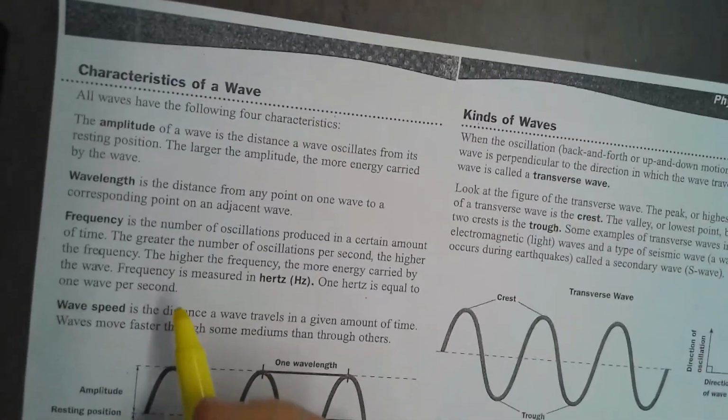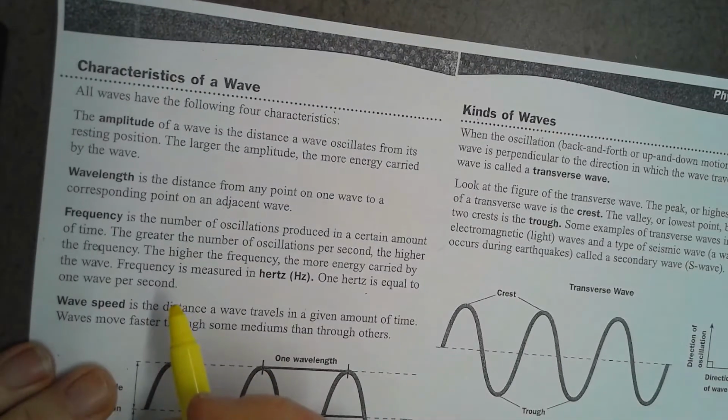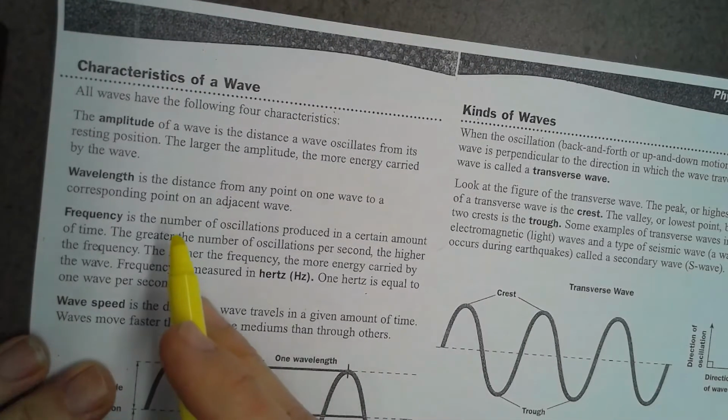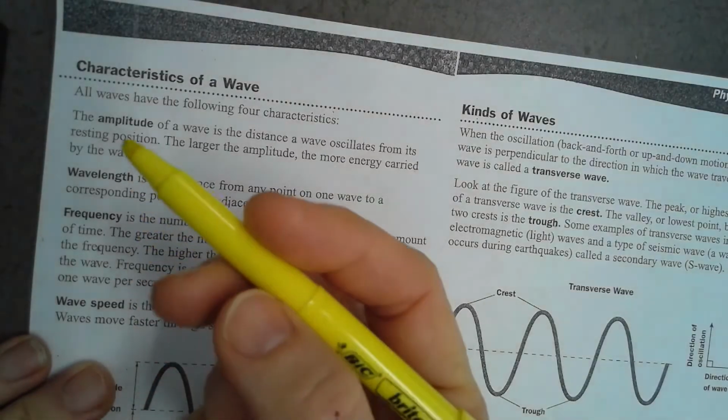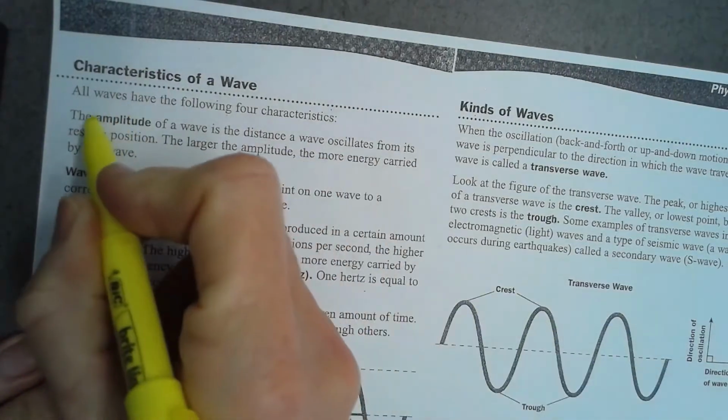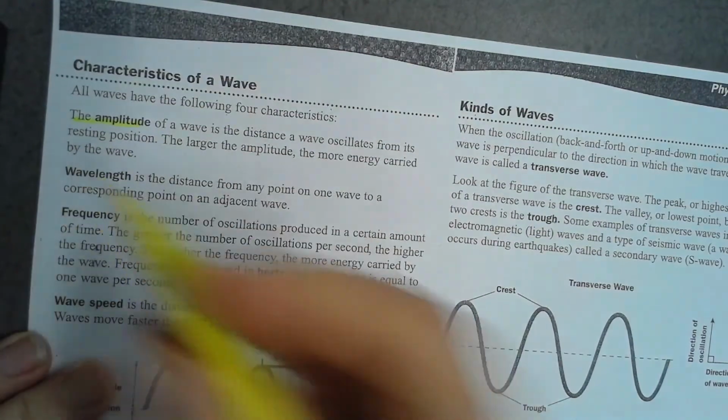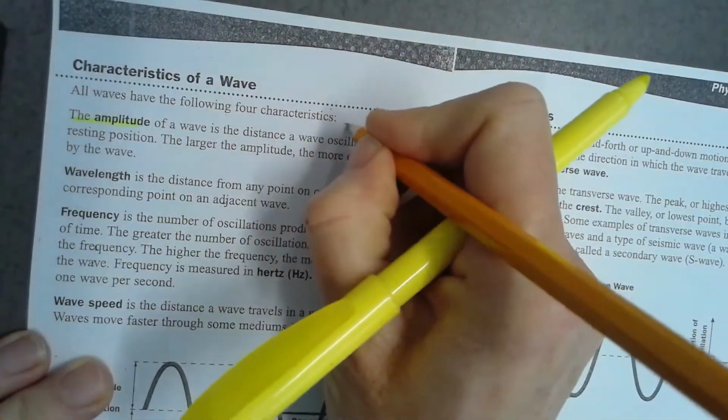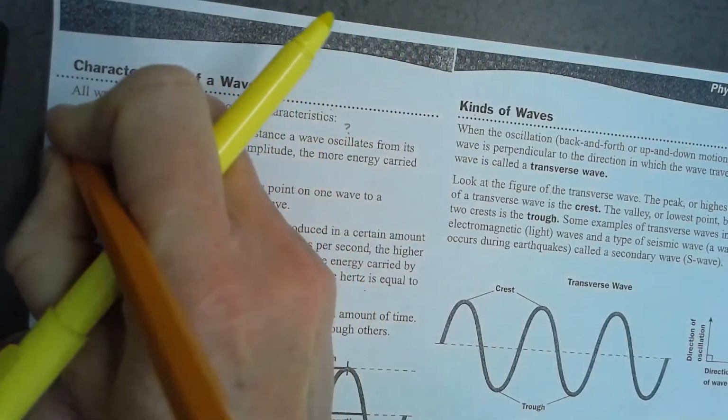The amplitude of a wave is the distance a wave oscillates from its resting position. I'm going to highlight that. I'm not sure if I know what oscillate means, and I don't know what resting position means. So I'm going to put question marks over both of these words.